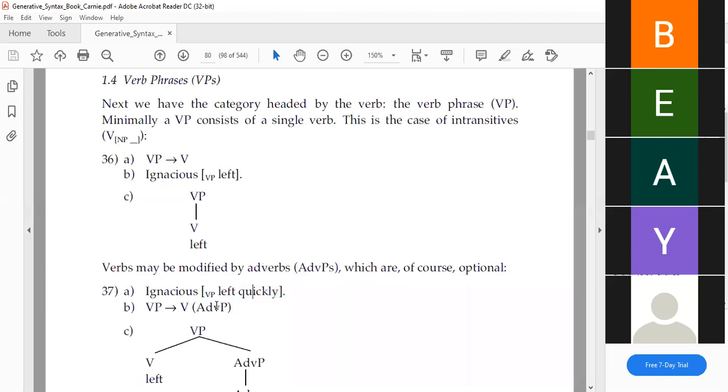This means that we can have an optional adp after the verb. So we change the rule. VP consists of obligatory V and optional adp.